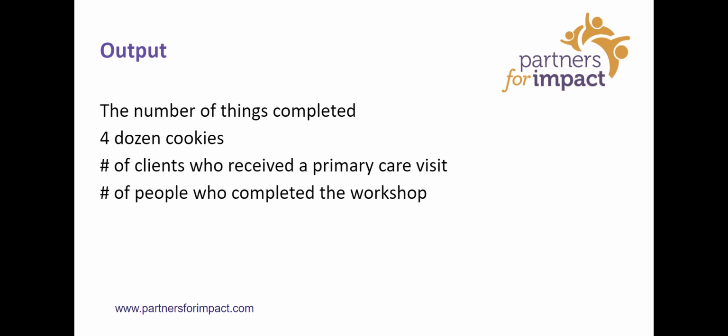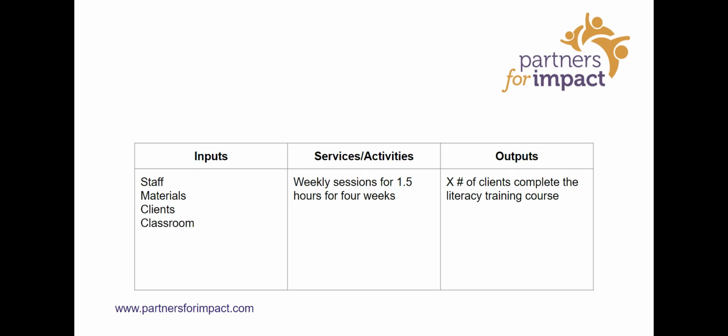And then the third thing that you can expect in your logic model is your output, the things that you're going to have as results, the number of things completed, right? You're going to get 4 dozen cookies if you do this recipe. You're going to have the number of clients who receive a primary care visit during a week or something like that. And so when you put it all together, you get this.